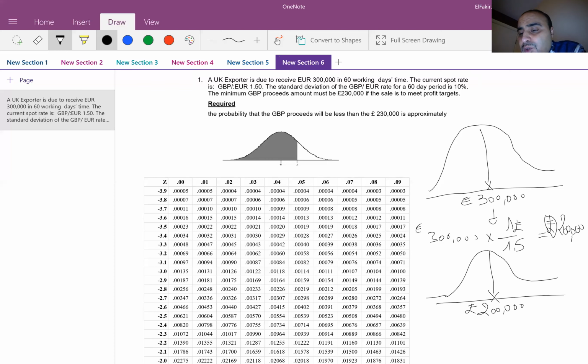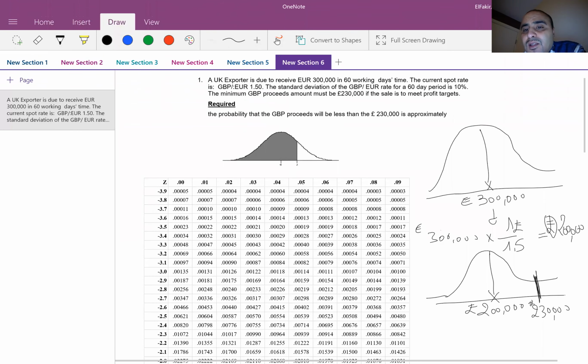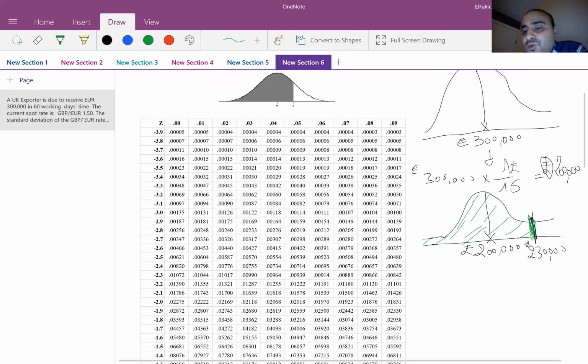Now, since we have it in pound, we would like to know what is the minimum that our exporter wants. He said he wants a minimum of 230,000 pound. Okay. Now, what is the probability that the proceeds will be less than 230,000? So in reality, we are looking for this area. This represents the probability of being less than 230,000.